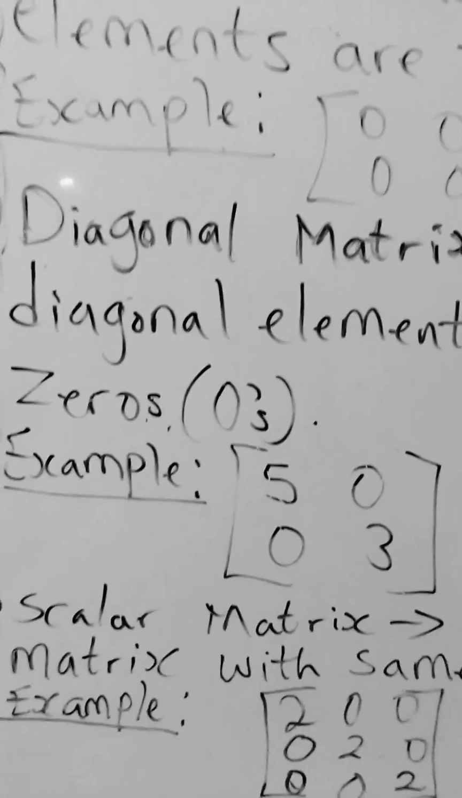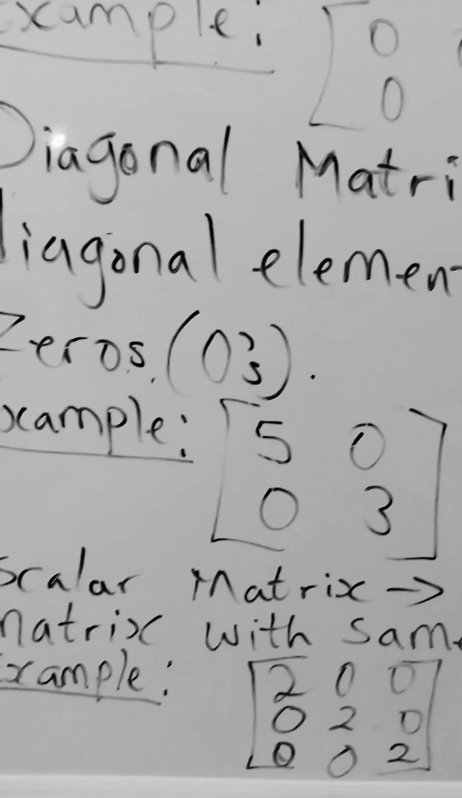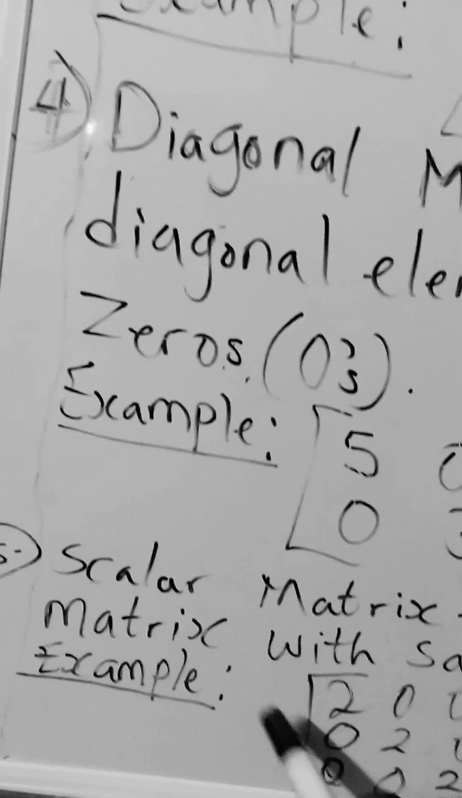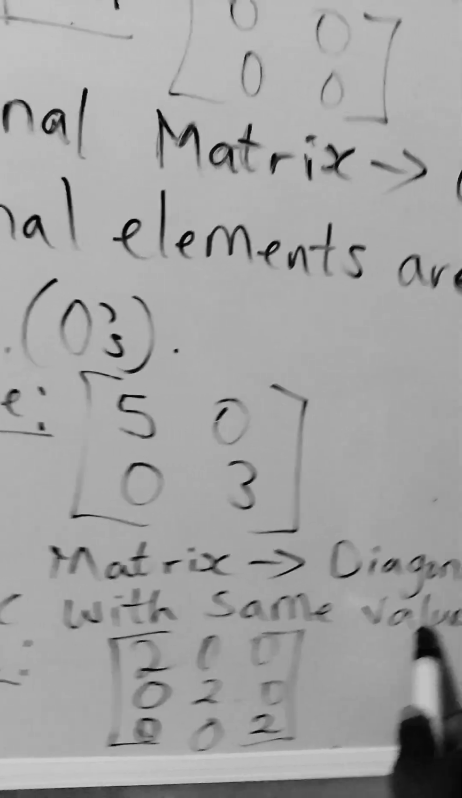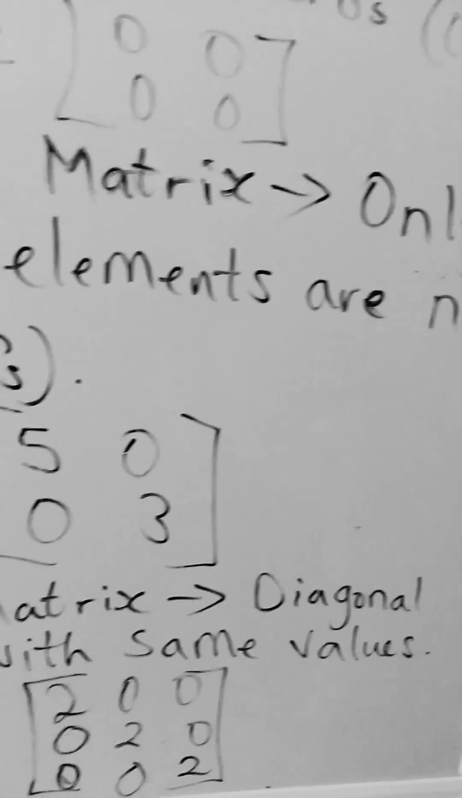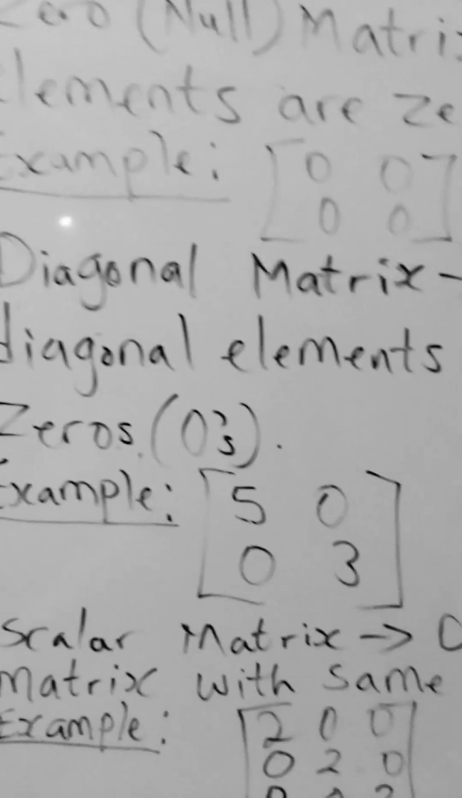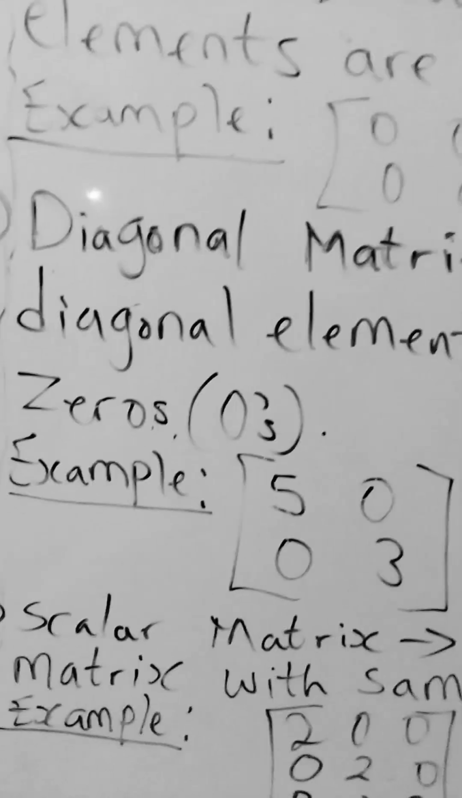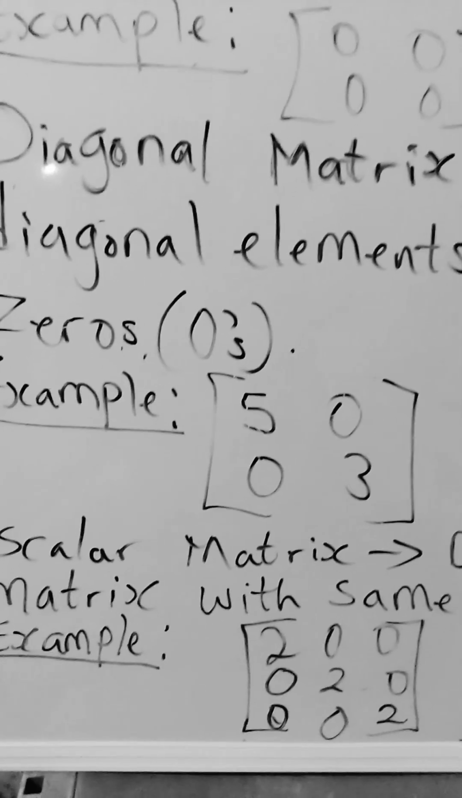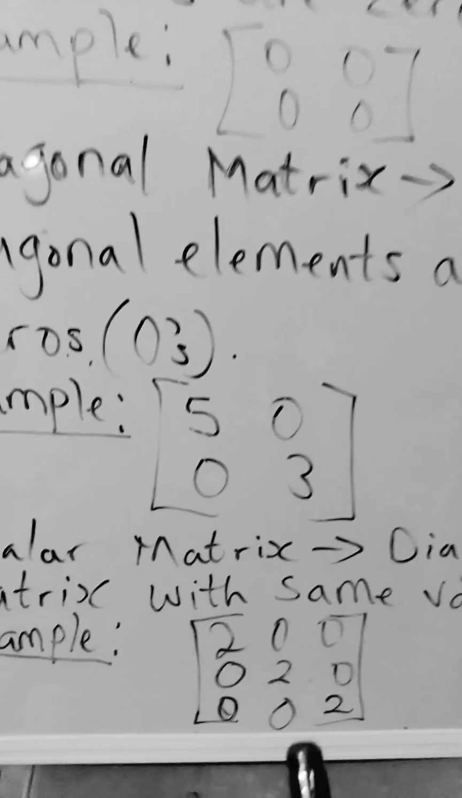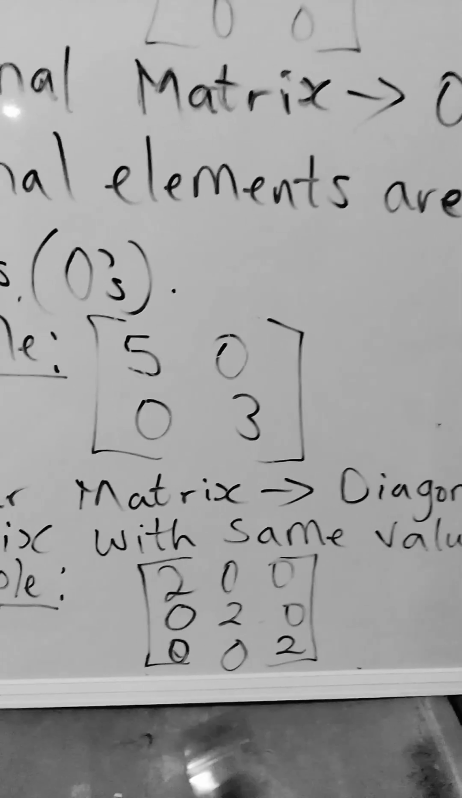First of all, let's look at the meaning of a scalar matrix. A scalar matrix is a matrix that combines the diagonal matrix having the same values. How do I mean? A scalar matrix is a diagonal matrix with the same value. What is the difference between a scalar matrix and a diagonal matrix, you might ask? A scalar matrix is a diagonal matrix, but it has the same values all through.